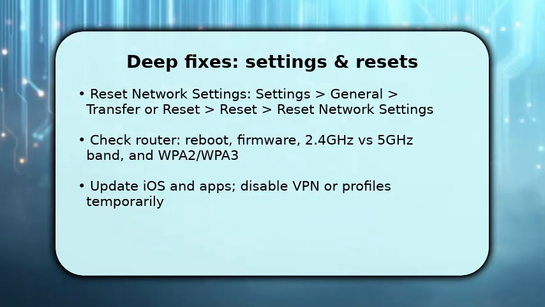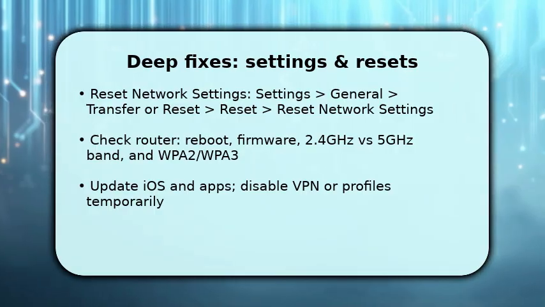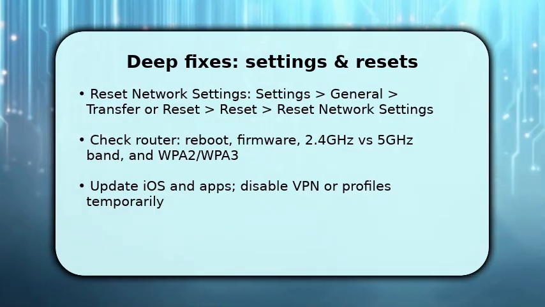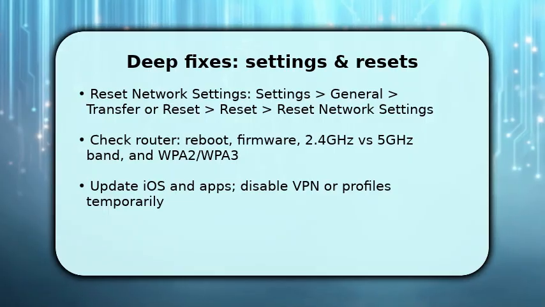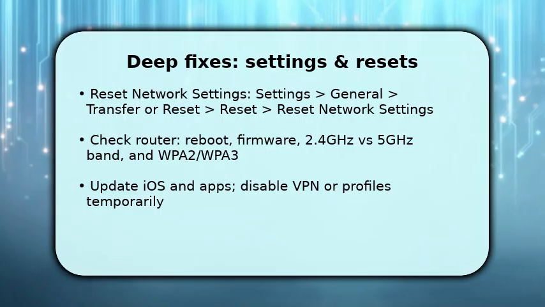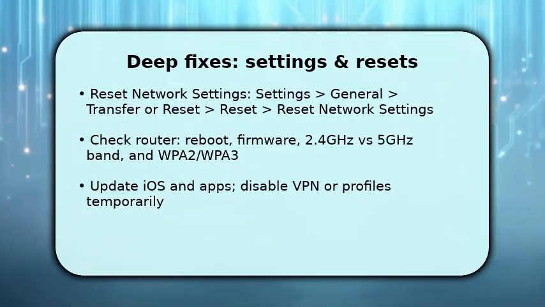5 GHz can be spotty at range, so test 2.4 GHz to isolate radio issues. Also update iOS because Apple patches Wi-Fi drivers. Make sure VPN or configuration profiles aren't forcing DNS or routing.